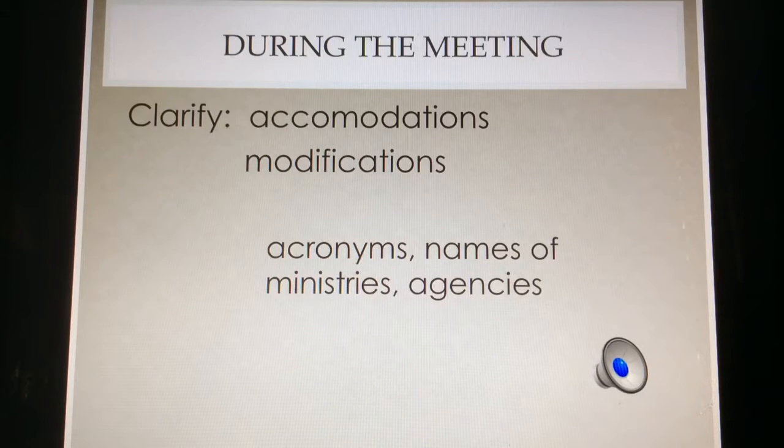A couple of words that may be mentioned are accommodations and modifications. An accommodation is anything that can help the kids learn the same material and meet the same expectations as his classmates. For example, an accommodation would be a keyboard. The child can use a keyboard instead of writing. What about modifications? Modifications are changes to the curriculum. Modifications are usually given to students who have fallen behind their peers and who need adjustments in the curriculum.